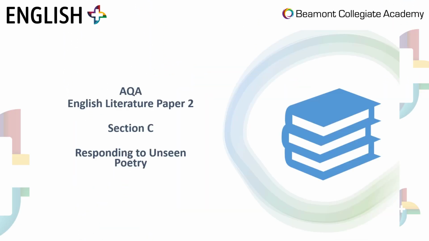So this recording is focusing revision around English Literature Paper 2. On this paper you've got DNA, you've got the Love and Relationships poems, and Section C is responding to unseen poetry.